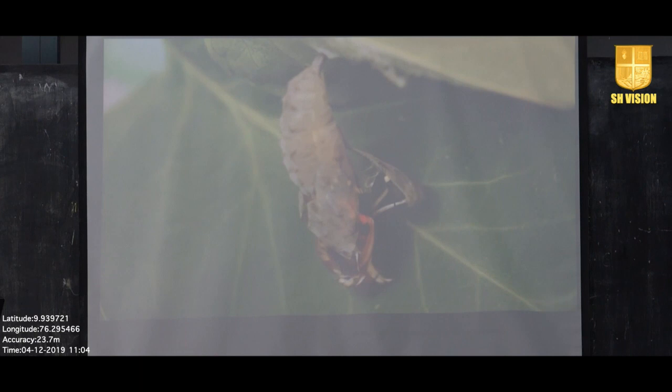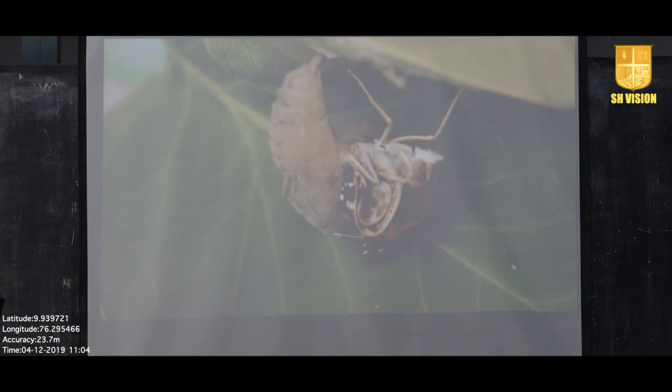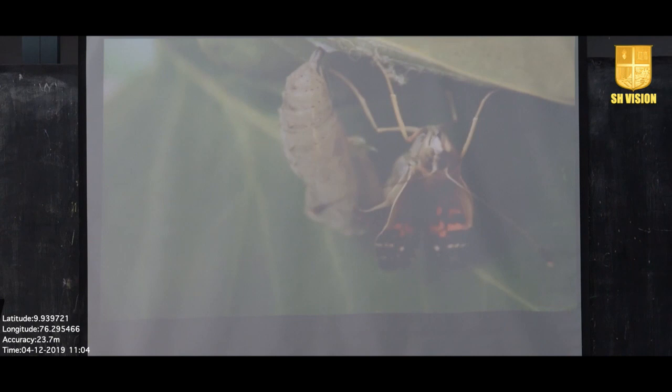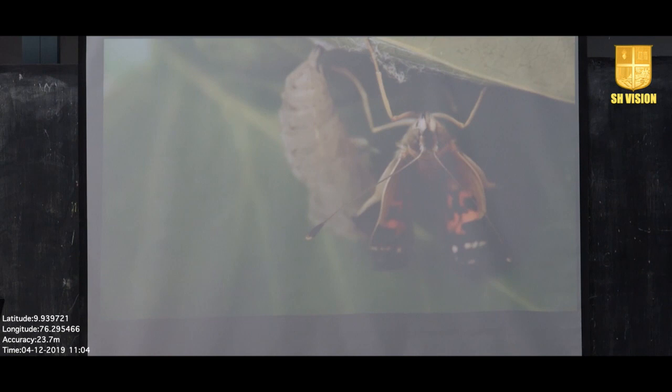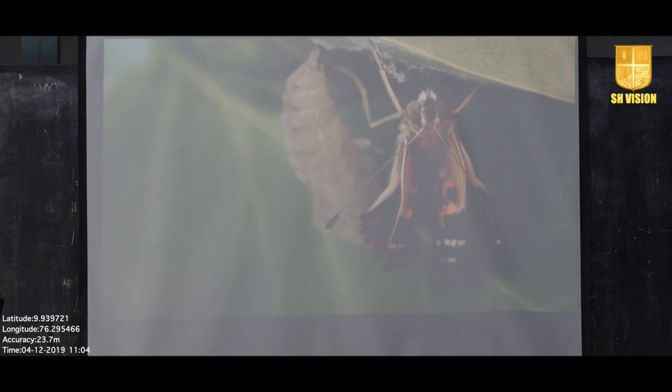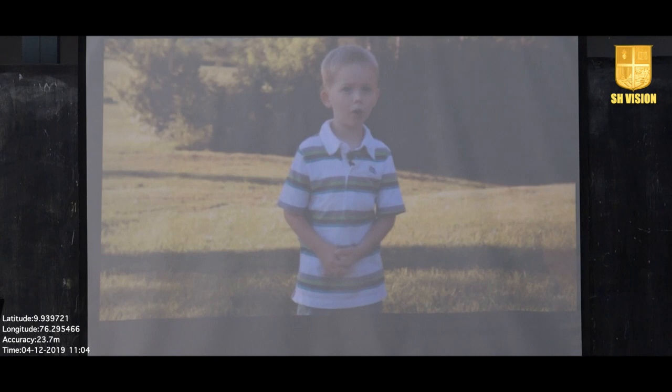The butterfly has a long tongue called proboscis. And it drinks nectar from flowers. The butterfly hangs upside down and puts blood into its wings. When the butterfly's wings are dry, it can fly. In another week, the butterfly lays more eggs for the next group of larvae.